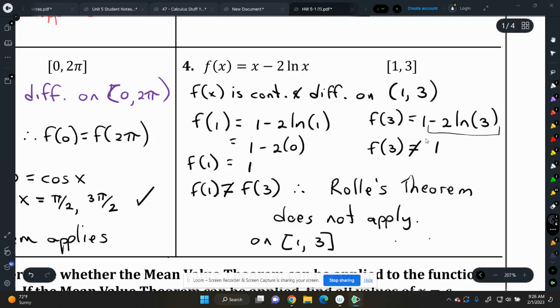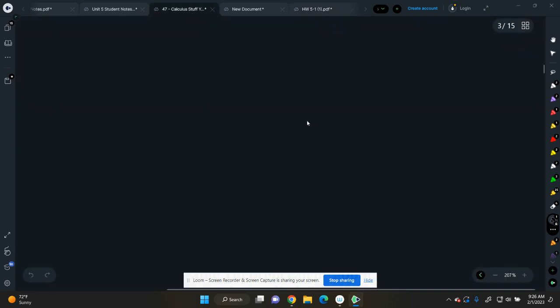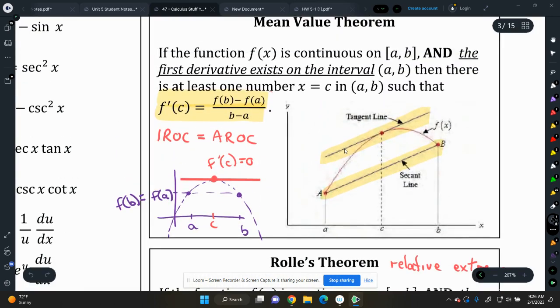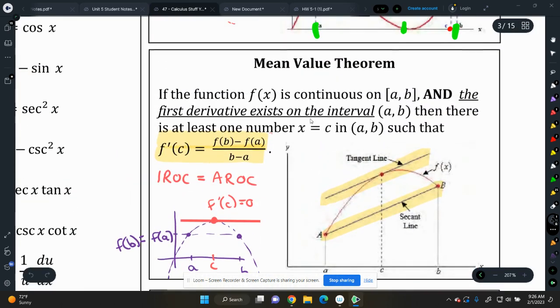Let's see. Determine whether the mean value theorem applies. If so, find all c. Let's look back at the mean value theorem. We're continuous and differentiable. Which one is just continuous? The intermediate value theorem. Intermediate value theorem is just continuous. The mean value theorem, we're continuous and differentiable on the interval. There is at least one number where f prime of c equals the average rate of change.